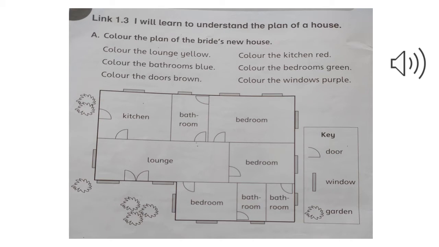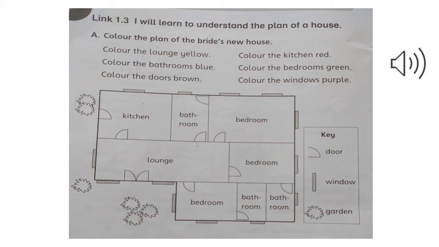Link 1.3, I will learn to understand the plan of a house. Exercise A. Color the plan of the bride's new house. Color the lounge yellow, color the kitchen red, color the bathrooms blue, color the bedrooms green, color the doors brown, color the windows purple. Now here we have a map of a new house, and they have mentioned the colors that we have to use in different places of the house.